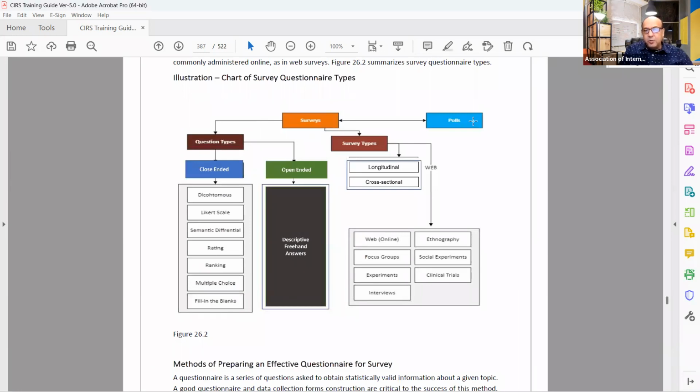So there are surveys and polls. There's not much about polls to talk about. That's just the differentiating chart that you have to learn. In surveys, there are two types of questions. One is close-ended questions. The other one is open-ended questions.